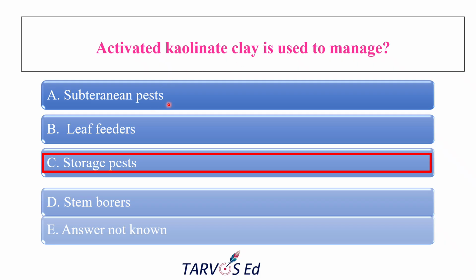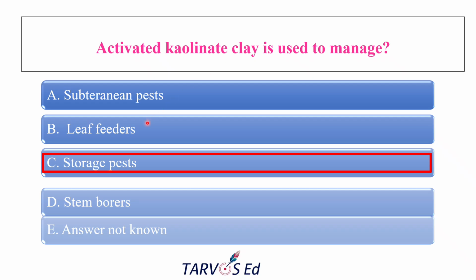And why the others are wrong: subterranean pests usually live in the soil and have moisture around them, right? Kaolin dust loses its efficacy when wet, and doesn't persist with the soil pest. For subterranean pests, we usually recommend chlorpyrifos. Physical dust is not commonly used.